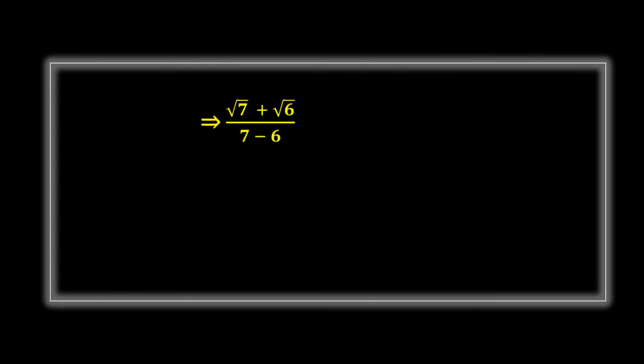So root 7 plus root 6 by 7 minus 6. These two are the sum of two irrational numbers, so we cannot solve it. But in the denominator we have two rational numbers. 7 minus 6 we can simplify. So 7 minus 6 is 1. Okay, so I can write it as root 7 plus root 6, because in the denominator 1 means no need to write that. So your answer is root 7 plus root 6.